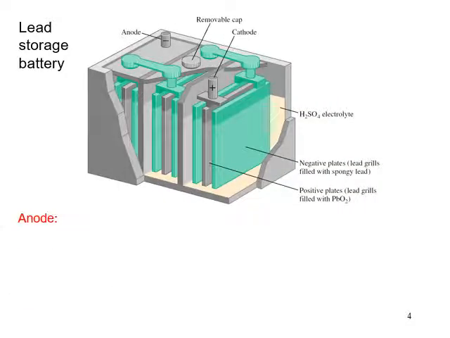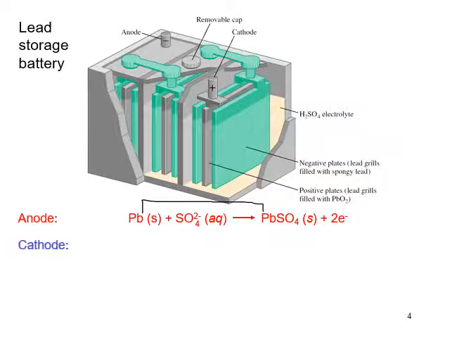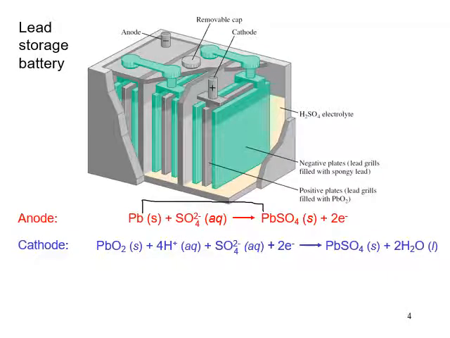This is called a lead storage battery. This is the battery that's in your car. Very heavy. It's got a lot of lead in it. If you look at our anode reaction, you see solid lead undergoing oxidation. If you look at our cathode reaction, you see lead, this is lead 4, undergoing reduction to lead 2. So lead is being oxidized and lead is being reduced, but in different forms.